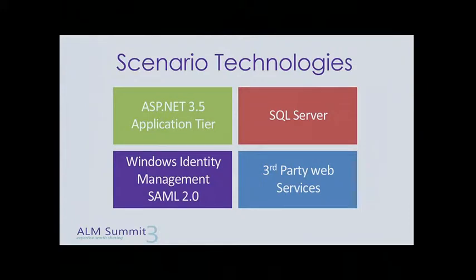So the technologies for our scenario, right? They had an ASP.NET application tier, they had SQL Server, they were using Windows Identity Management for SAML tokens. They're also using third-party web services, which ended up being sort of the bottleneck, right? So they had some workflow services that were in there.